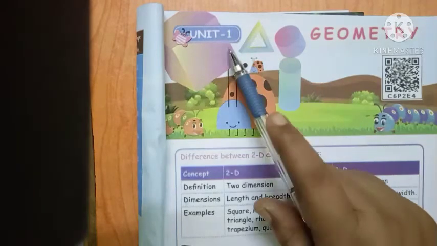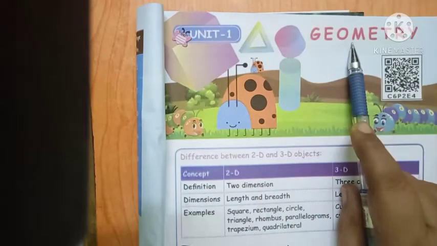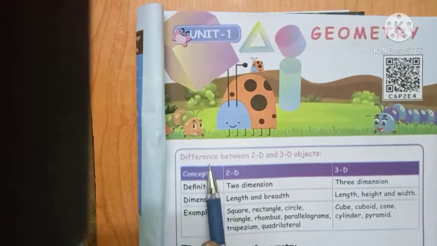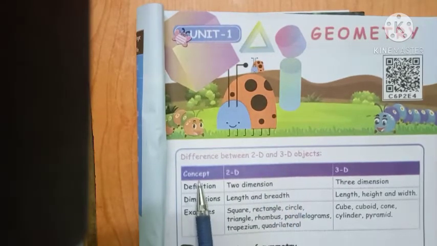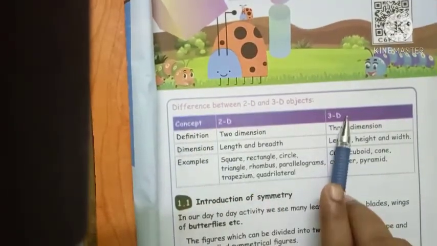This is for term 2, unit 1, geometry. In the first term you also studied geometry, but you studied 2D shapes and 3D shapes. The 3D shapes are cube, cuboid, cone, pyramid, cylinder. Now you will learn the concept today: the difference between 2D and 3D objects. First, the concept of 2D and 3D is given here.